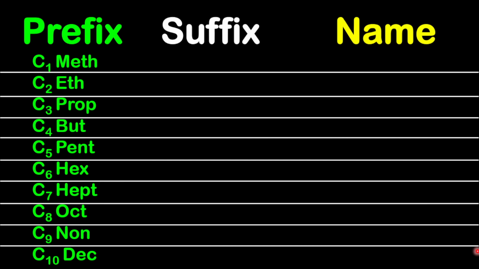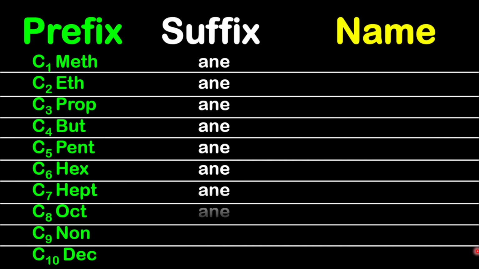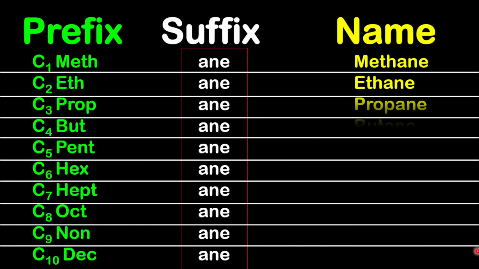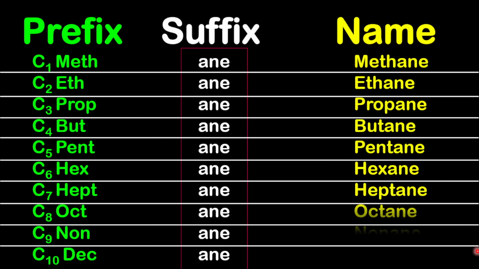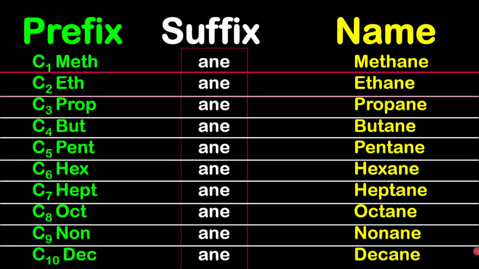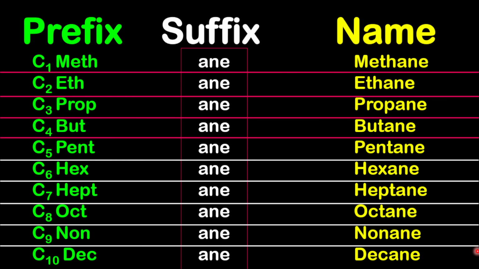The suffix now for all alkanes: add -ane. So the names of the first 10 alkanes will be methane, ethane, propane, butane, pentane, hexane, heptane, octane, nonane, decane. First 10, all right? So please just make a note of that. Now, we're going to jump into examples real quick.